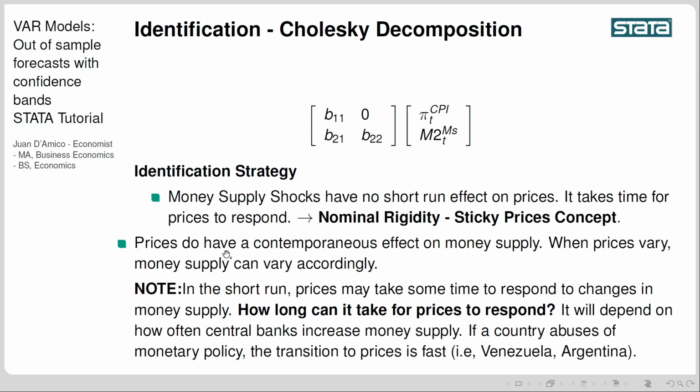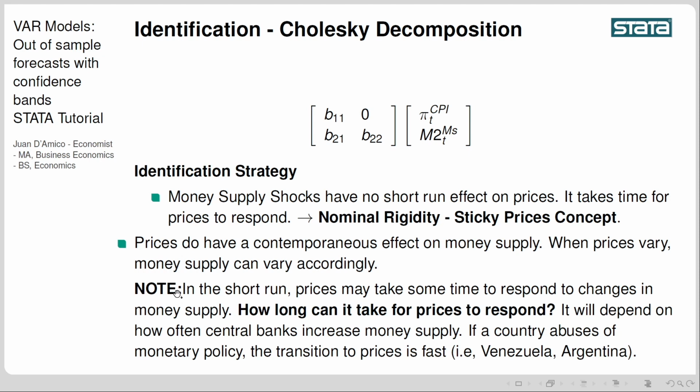Then prices do have a contemporaneous effect on money supply. When prices change, money supply can change accordingly. That's why we don't have a 0 in here. And if you think about this, we can think of this as policymakers, we can change money supply by seeing how prices are changing. If you see that there's a shock in prices, well, then you could decrease the money supply to try to tighten the monetary policy. We're going to see in the impulse responses that that is what's going to happen when there is a shock in prices. Money supply is going to decrease.